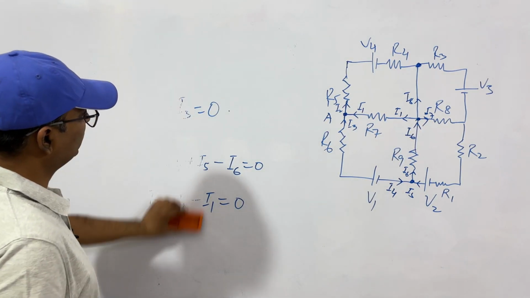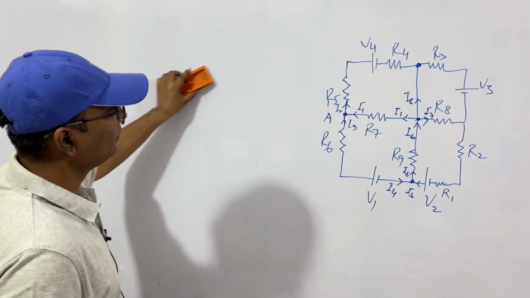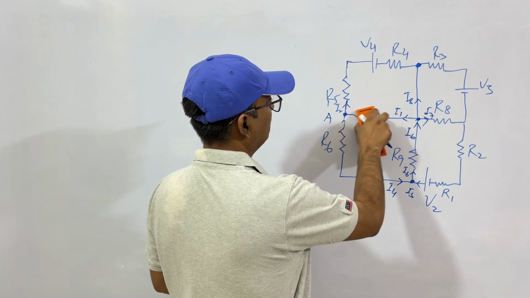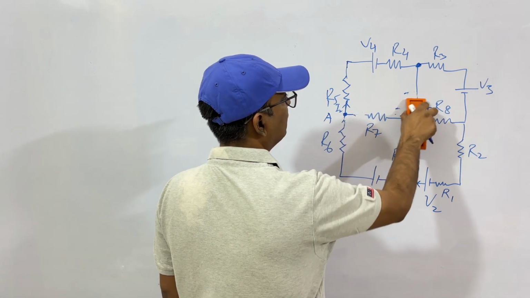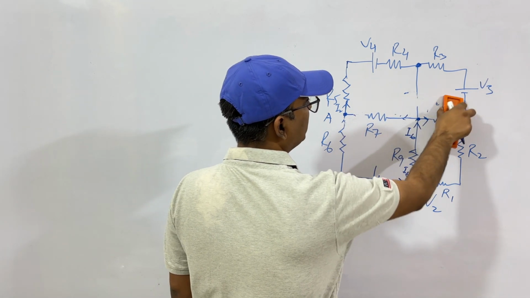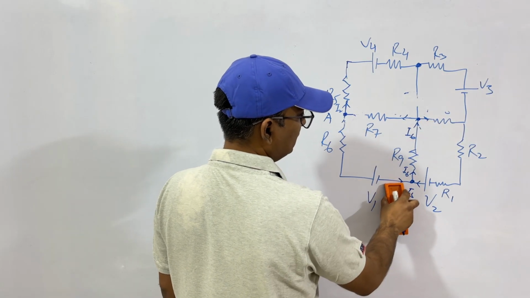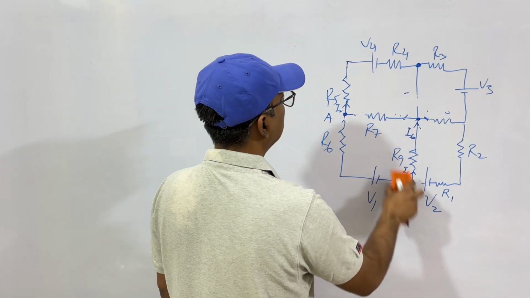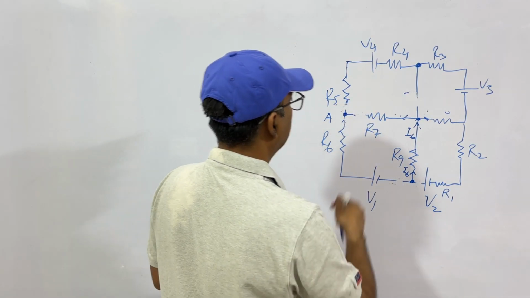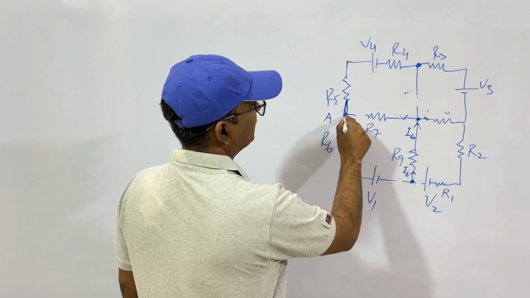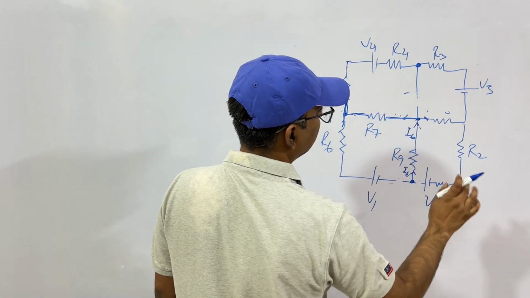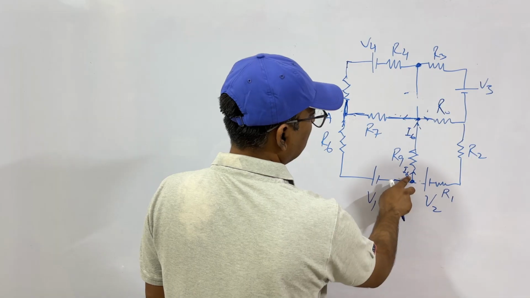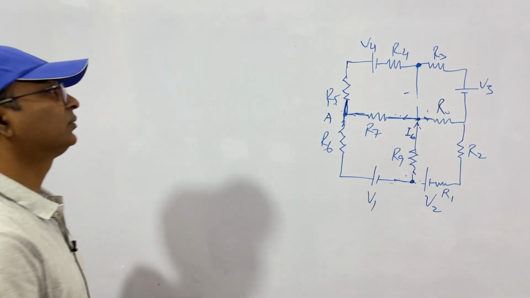Now, let's see the second one, Kirchhoff's voltage law. I'm rubbing these all. First of all, let me explain, and then we'll find the currents using KCL and KVL. So we have this circuit. This was our R8. Now Kirchhoff's voltage law.